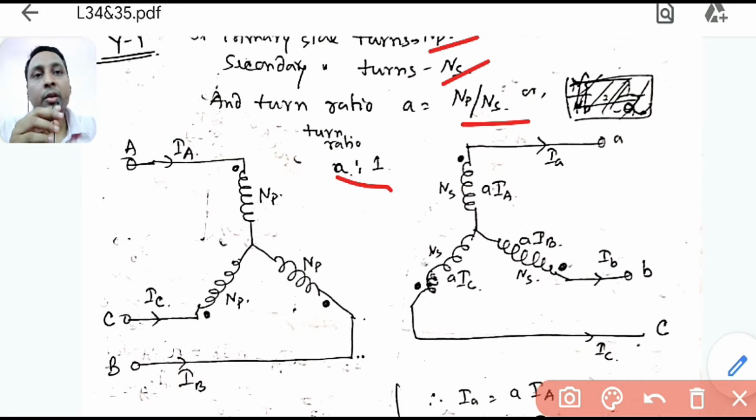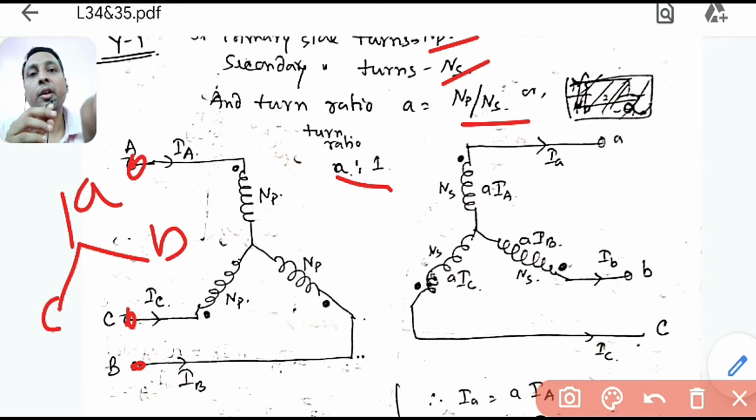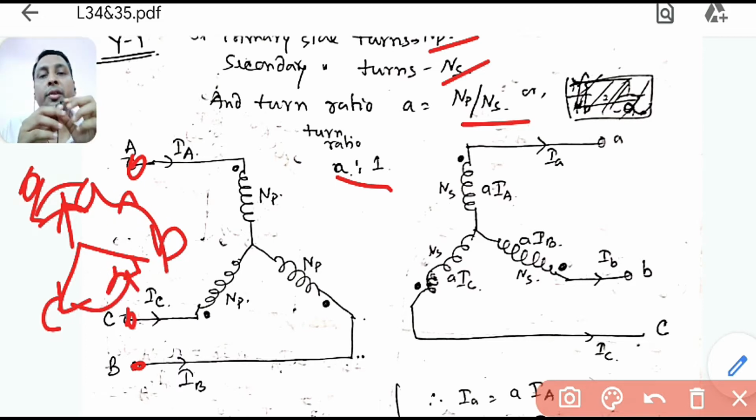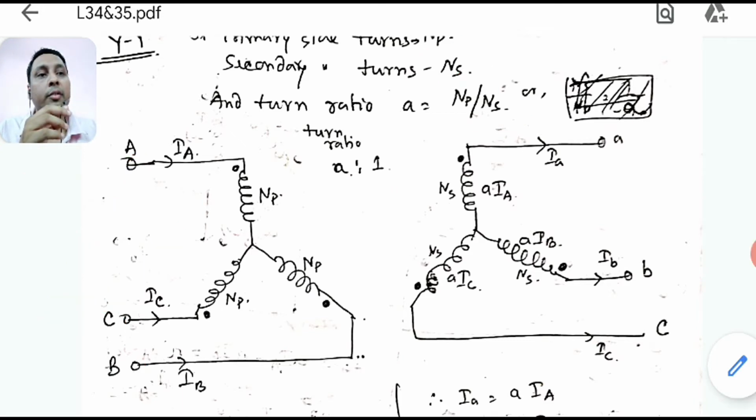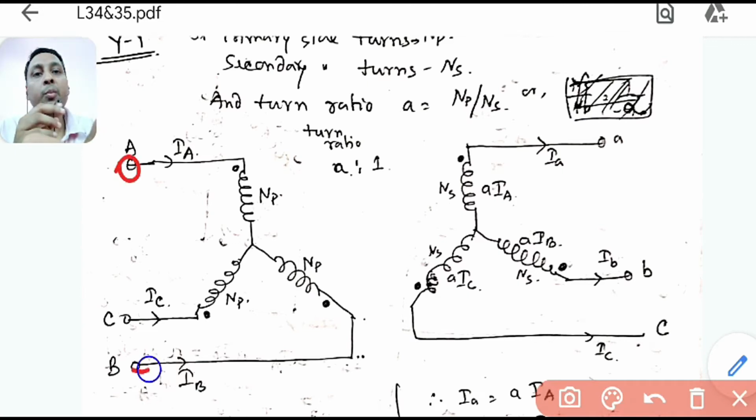I want to think about how both side currents will look. If you can see, I have considered A, B and C. I always consider it in this fashion: first A, then B, then C. Because if it is rotating anti-clockwise, first A will come, then B, then C. A person sitting here will see first A, then B, then C. Because it is rotating, it is standard to assume the anti-clockwise direction. So I have considered A, then B, then C.